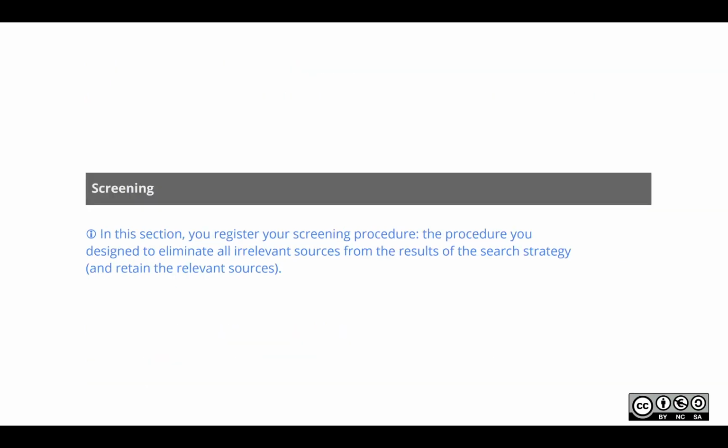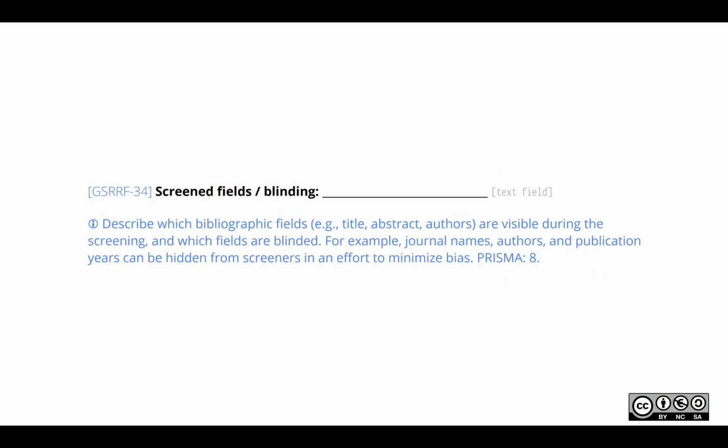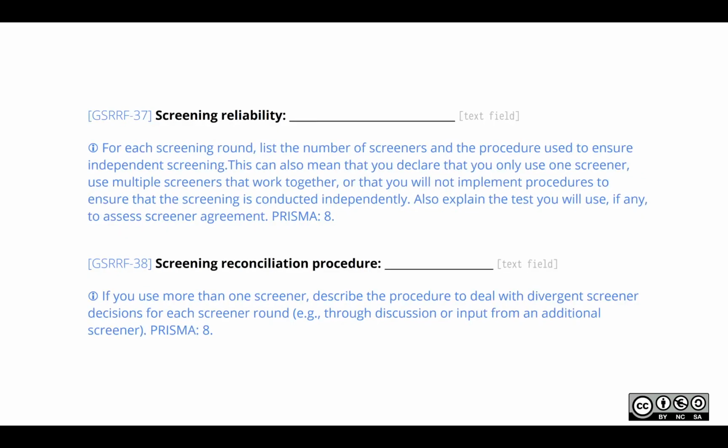Then, once you have your hits, you start screening. Screening can have a number of stages. For example, if you have a lot of hits, you might just start with the titles first and then also look at abstracts. But you might do it in one stage. You might want to mask some authors from some screeners from some fields because, for example, screening decisions might be biased by date, year, or the journal or the authors. Which exclusion criteria you use and how you define them, and which instructions you give for how to screen and when to apply each exclusion criteria.